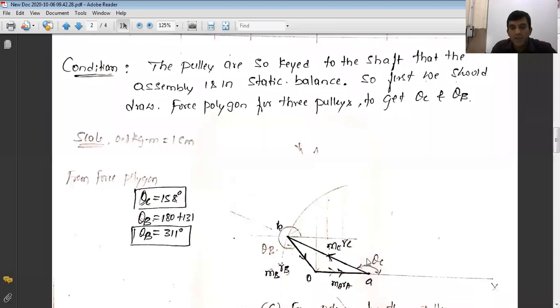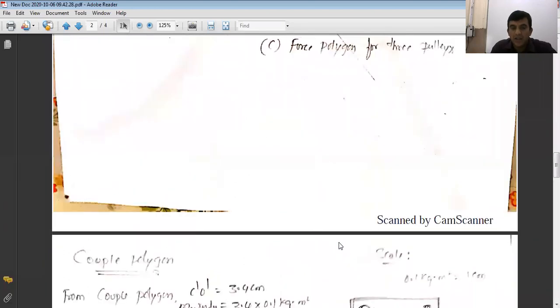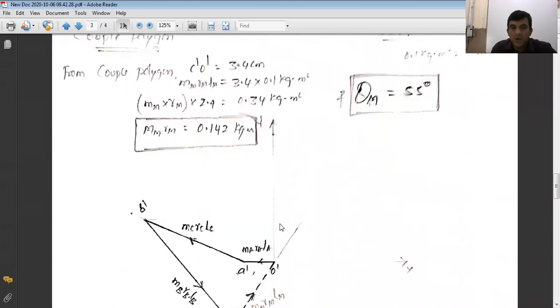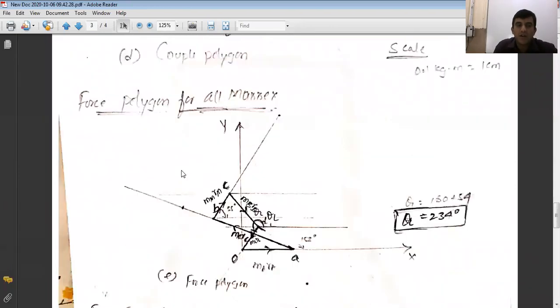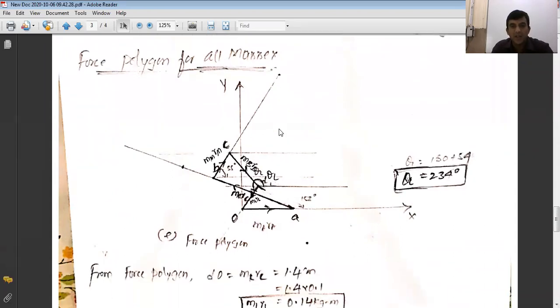Then you calculate theta B and theta C, and then the remaining unknowns for the corresponding planes, the bearing plane. Then you draw the couple polygon. Now one more unknown is there, in plane L, the bearing L. How to determine it? By drawing one more force polygon by considering all the masses. We have it in the table column.